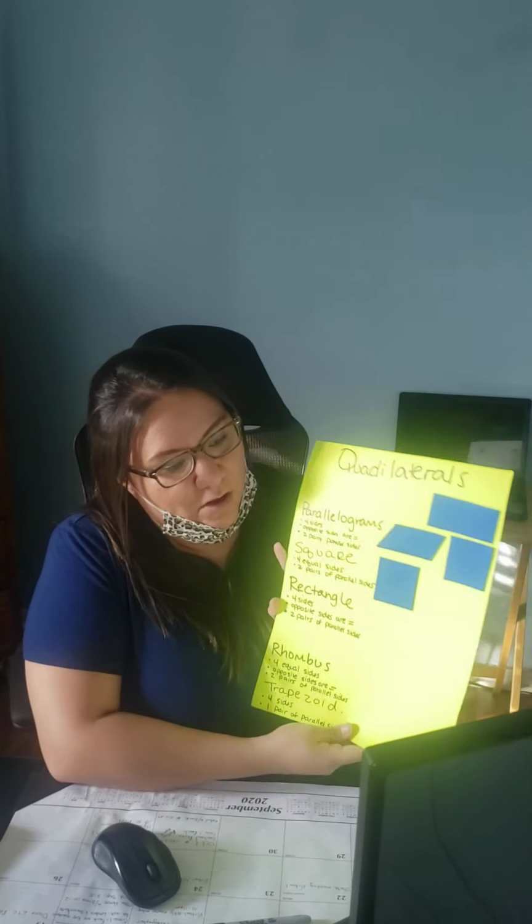only have one shape that has 4 equal sides and all angles are 90 degrees. So the square is in a category all on its own.